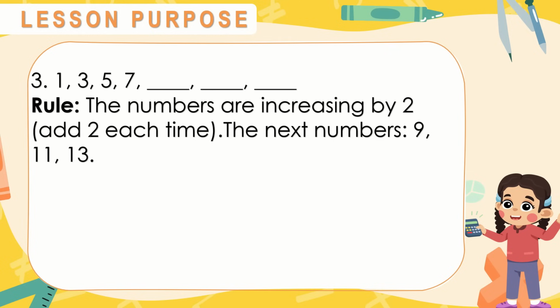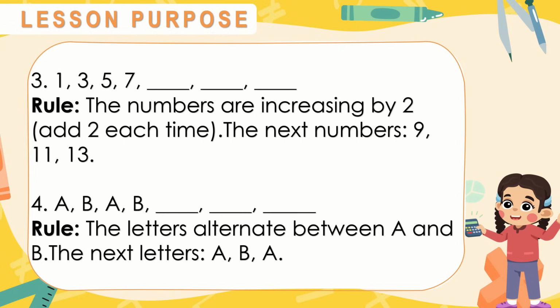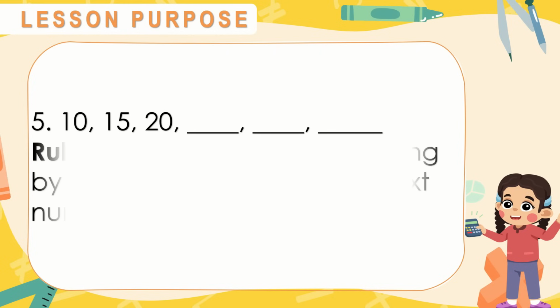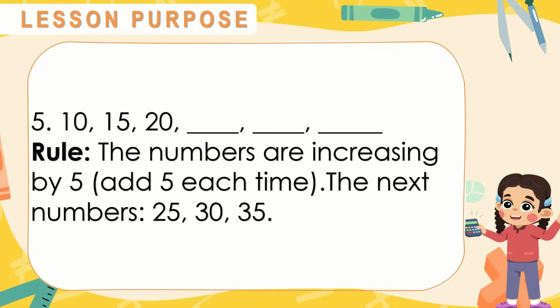For number 3, the rule is the numbers are increasing by 2. Add 2 each time. The next numbers are 9, 11, and 13. Number 4, rule, the letters alternate between A and B. The next letters are A, B, and A. For number 5, rule, the numbers are increasing by 5. Add 5 each time. The next numbers are 25, 30, 35.